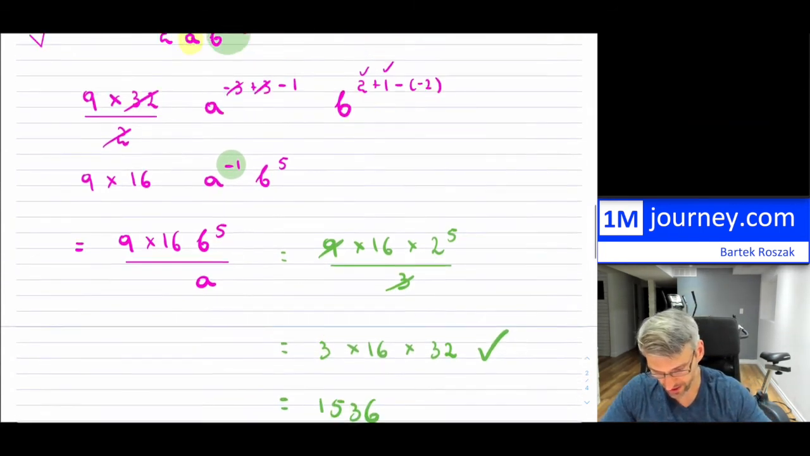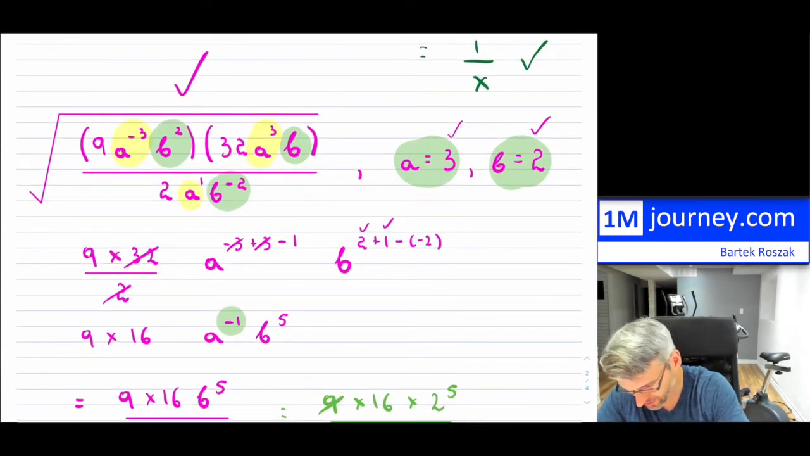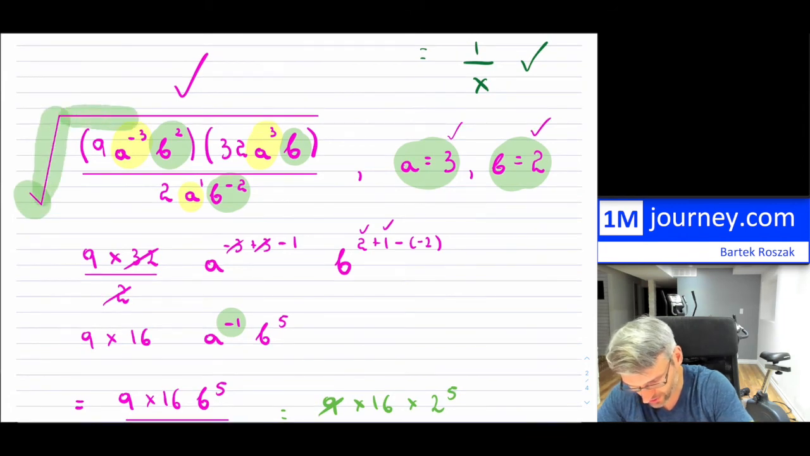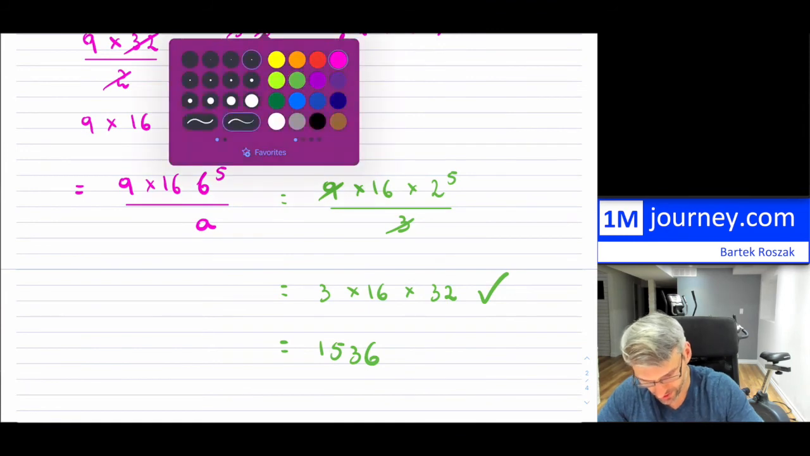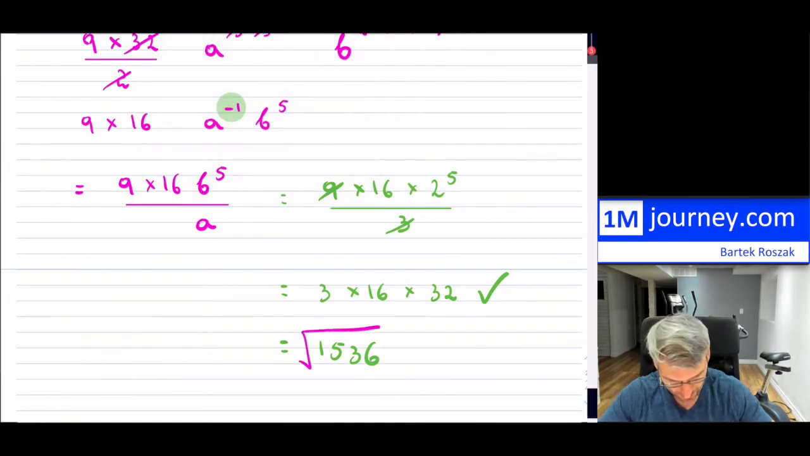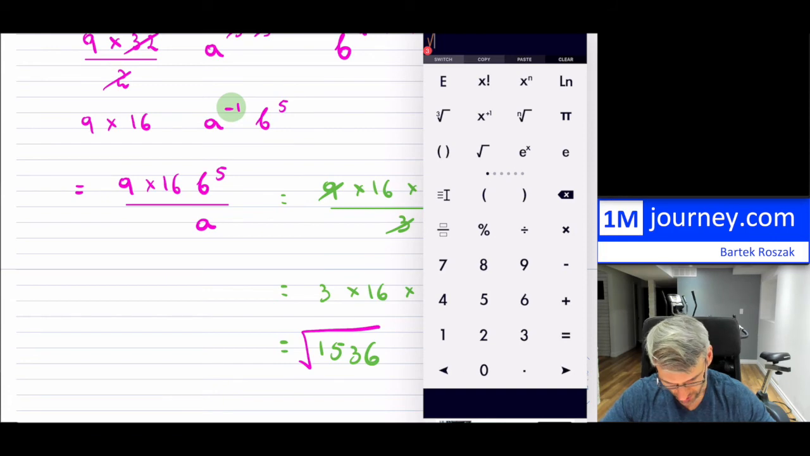And then, okay, so I guess I can't forget. So this right here, because I still have this square root at the end. So let's put that square root in here. So whatever that might be, it's the square root of 1,536. I don't know what that will be.